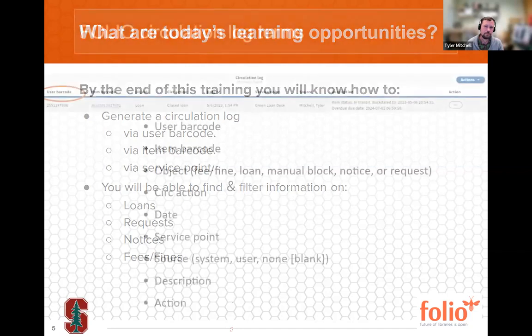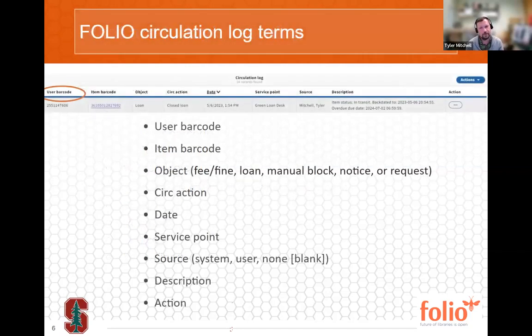All right, so as we, oh, there's one other element, sorry about that. So looking at a record that would be generated in the circulation log, you'll see this table here.